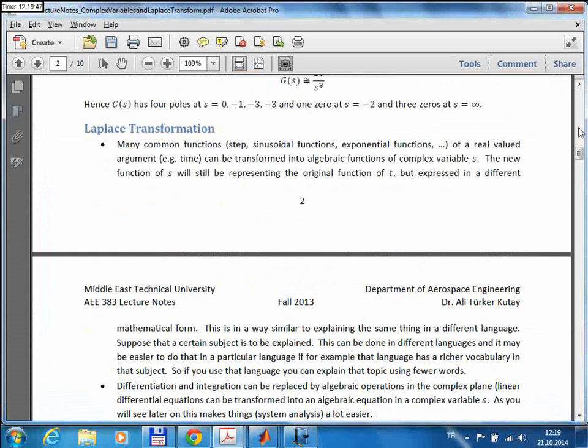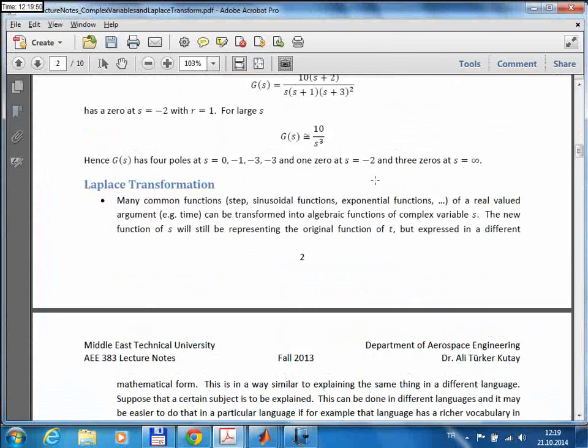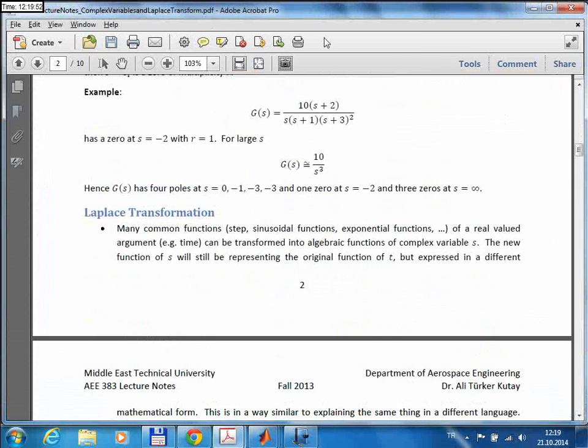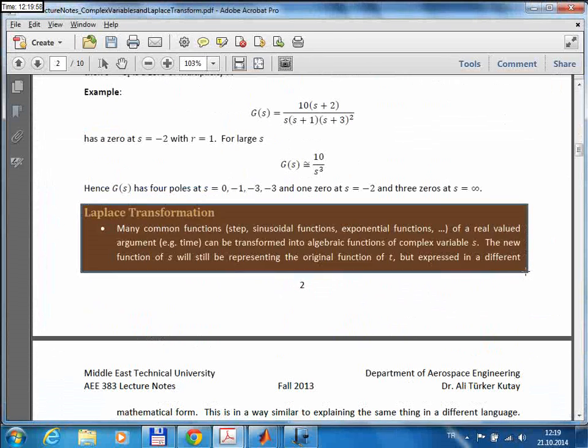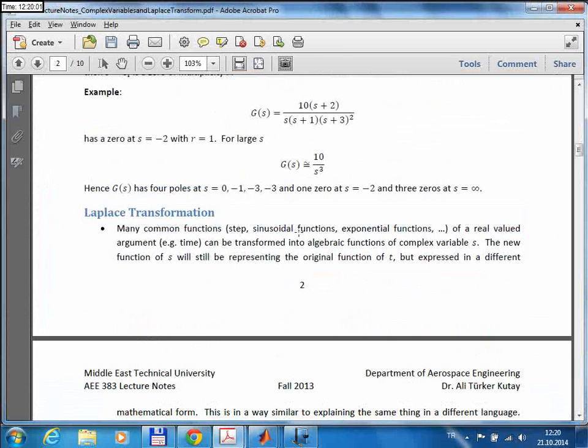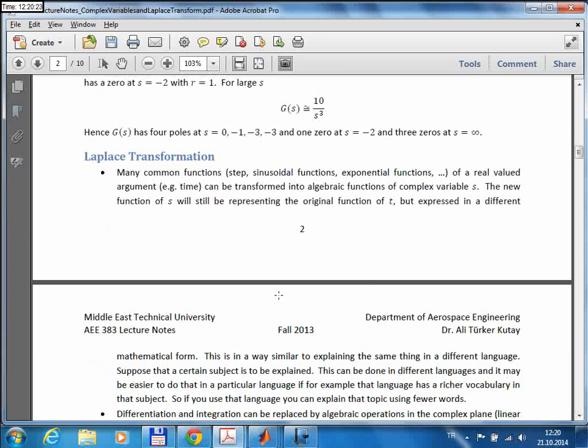Okay, so remembering these things about complex variables and complex functions, we can start talking about Laplace transformation. Many common functions like step function, sinusoidal function, exponential function of a real valued variable can be transformed into algebraic functions of complex variable s. The new function still represents the same original function, but expressed in a different mathematical space or different mathematical form.